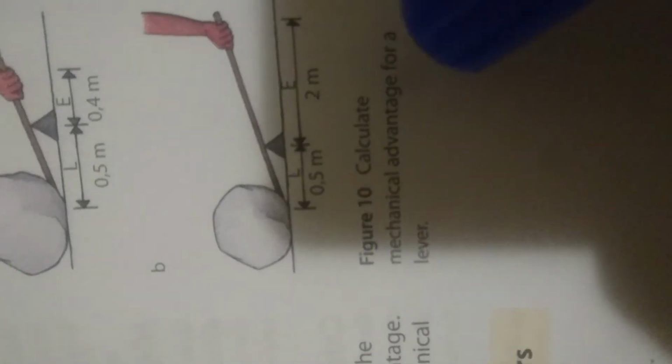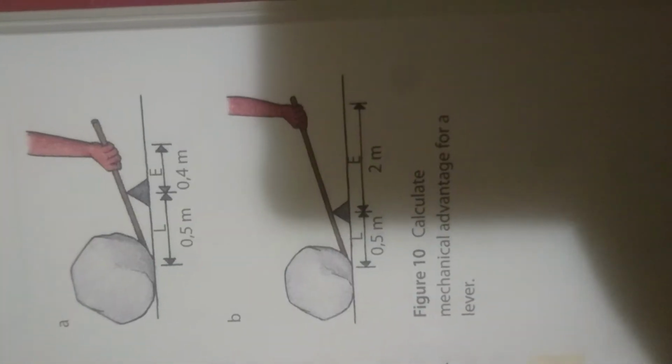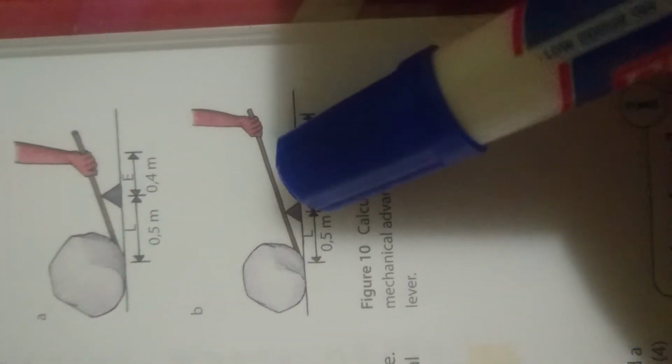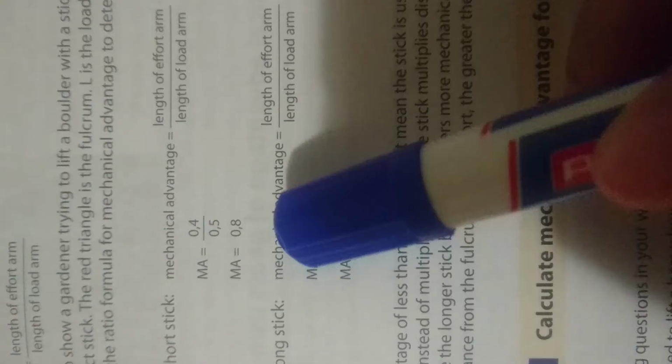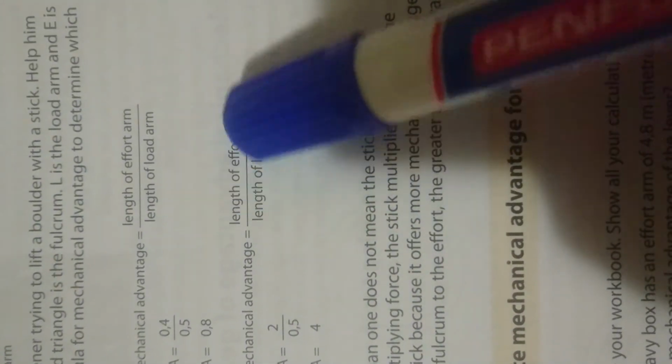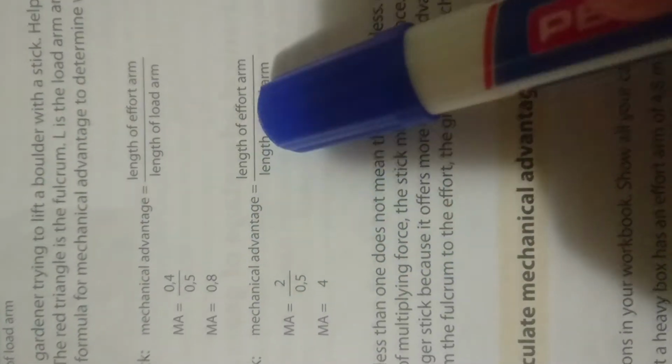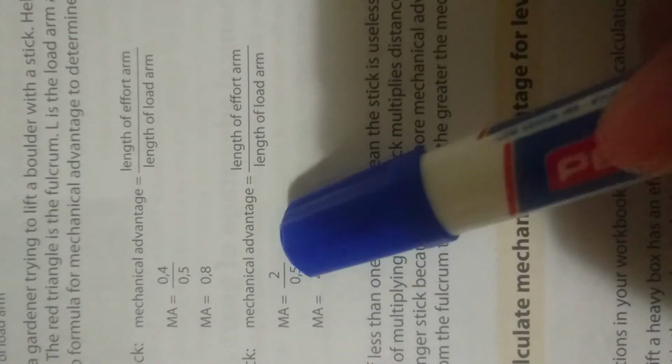Now let's do the calculation for the long stick. Here is the long stick. Let's look at the distance of the effort arm. It is 2 meters. The distance of the load arm is 0.5. So we write our formula and put in our distances. The length of the effort arm was 2 and the length of the load arm was 0.5. You put that into a calculator and you will get the answer 4.